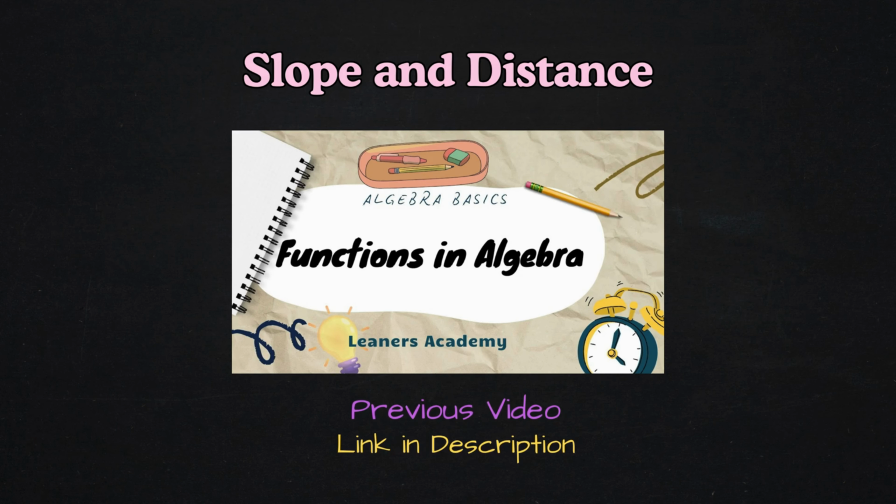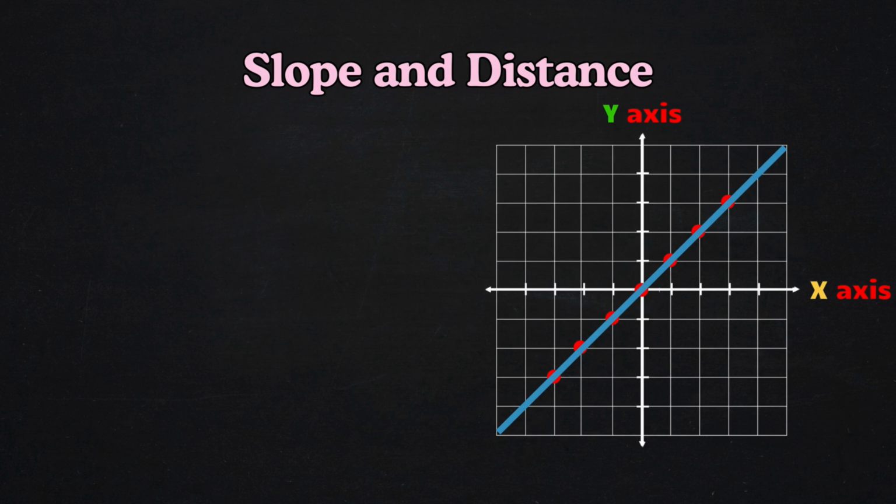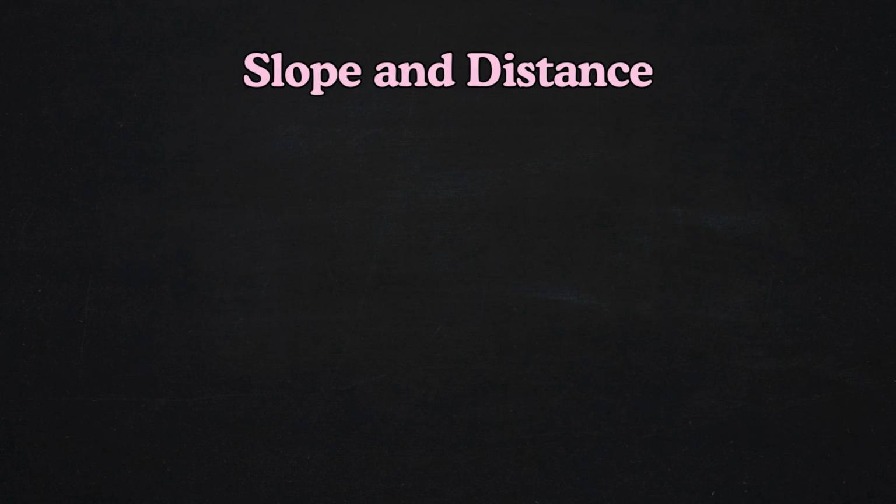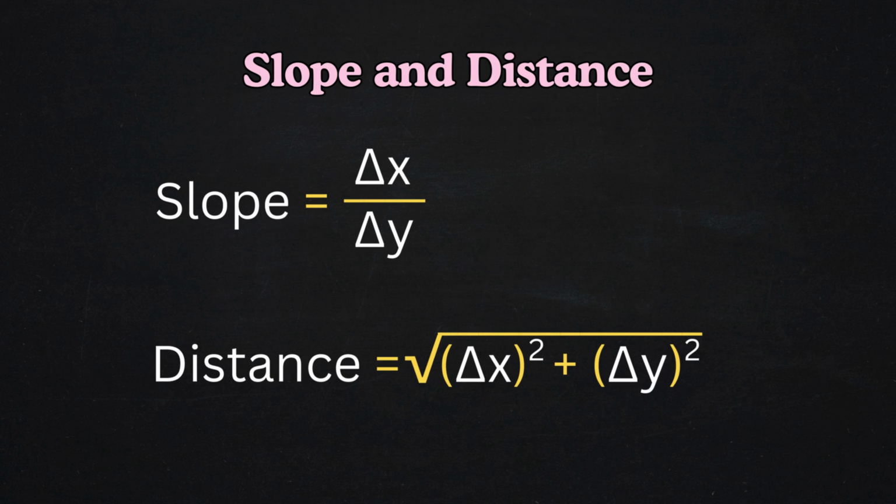In our previous lesson on basic linear functions, we learned that any straight line on a coordinate plane can be expressed using the general form of a linear equation, y equals mx plus c, where m represents the slope and c is the y-intercept. Today, we'll build on that understanding by introducing two important formulas that every student studying coordinate geometry must know: the formula for determining the slope of a line, and the formula for calculating the distance between any two given points on a plane.